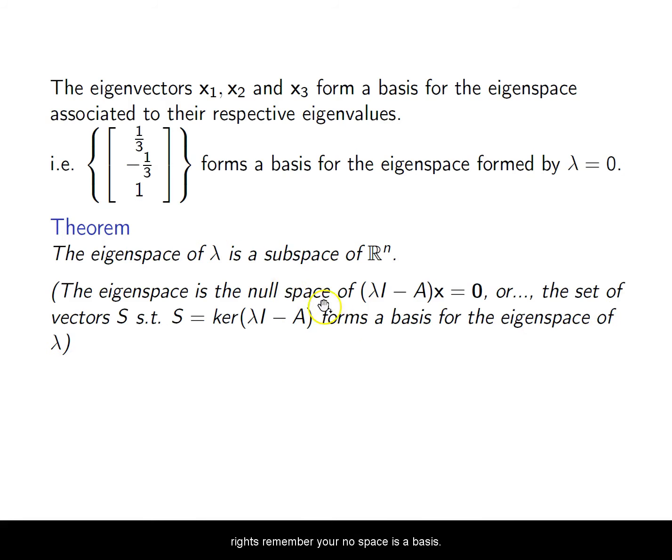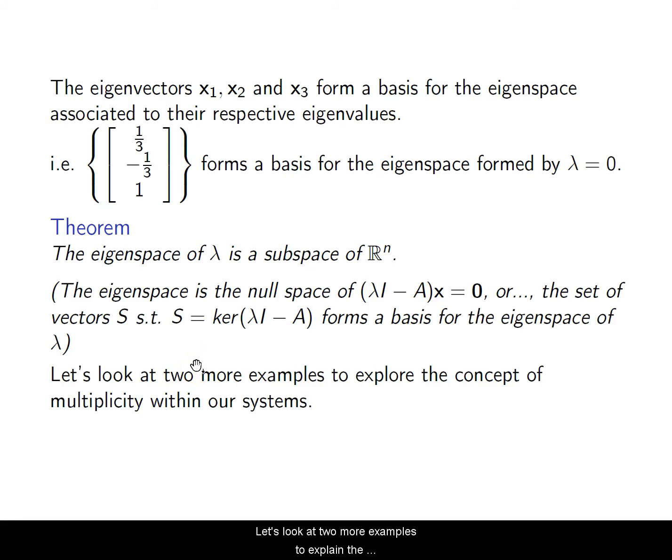So remember, your null space has a basis. It's a set of vectors that span all the things that go to 0. Your kernel is the same thing. It's a set of vectors that span all the things that go to 0. In this case, that is a basis for your eigenspace of that particular value of lambda. Okay. So let's look at two more examples to explore the concept of what's called multiplicity within our systems here.